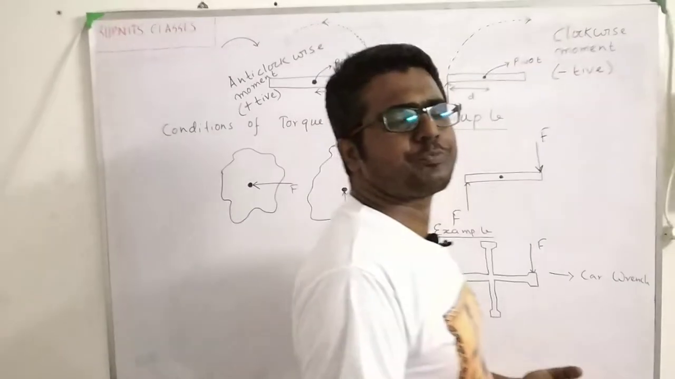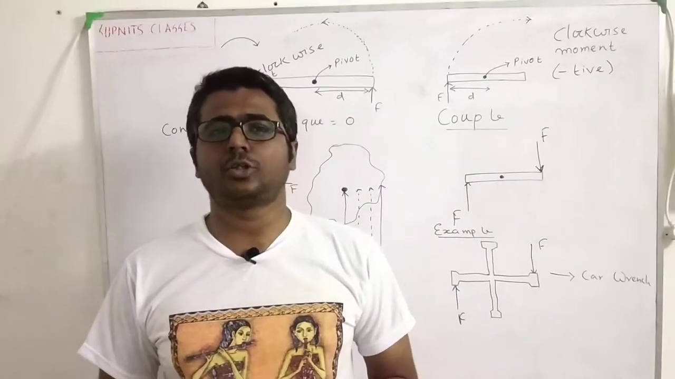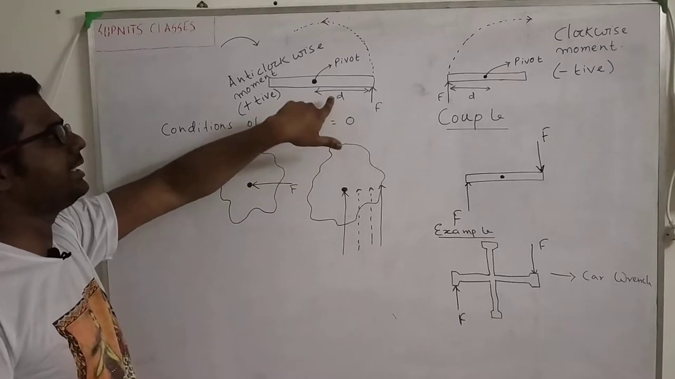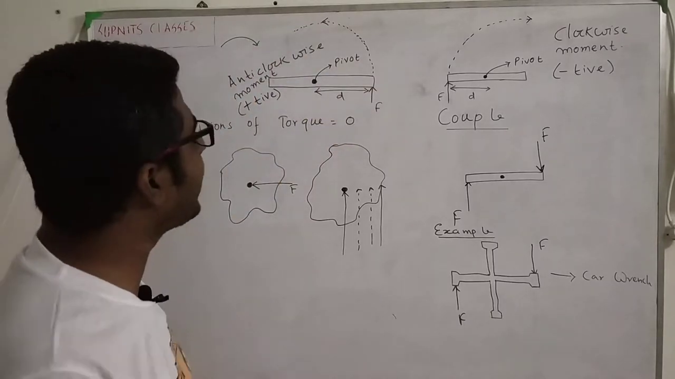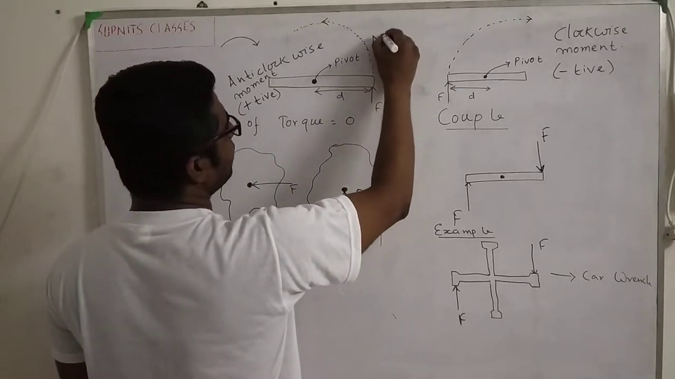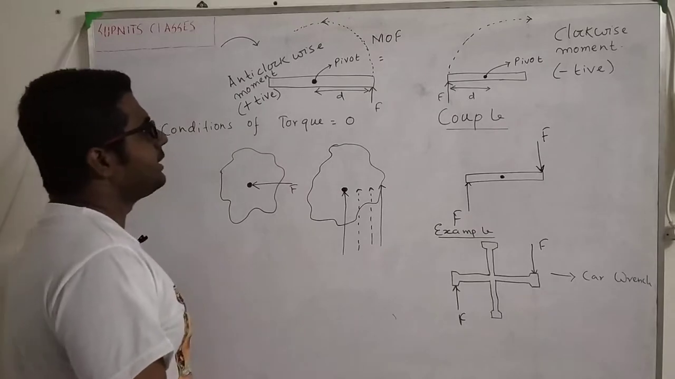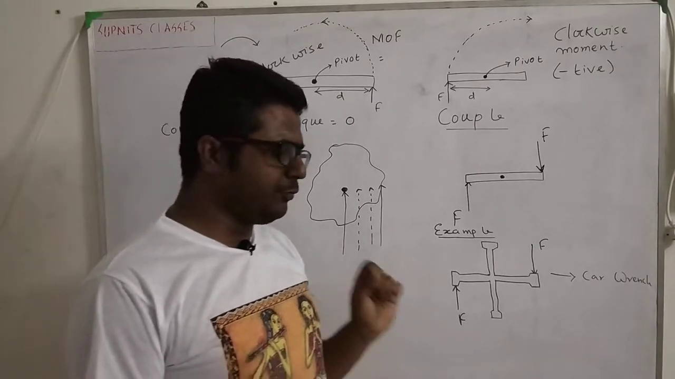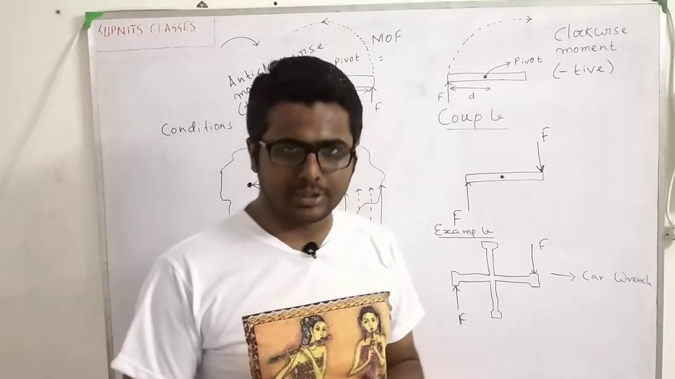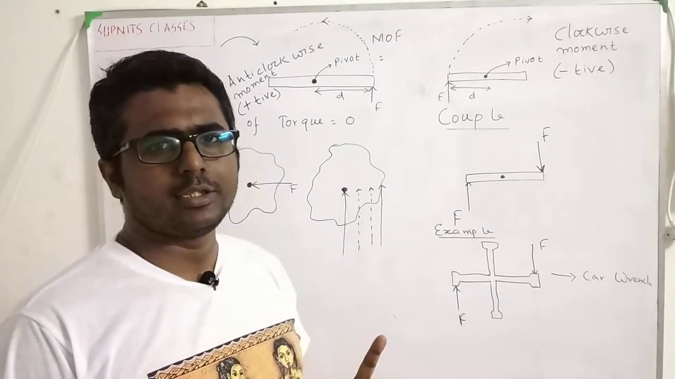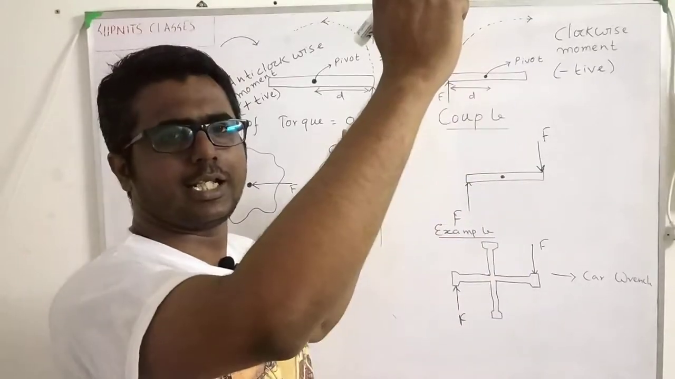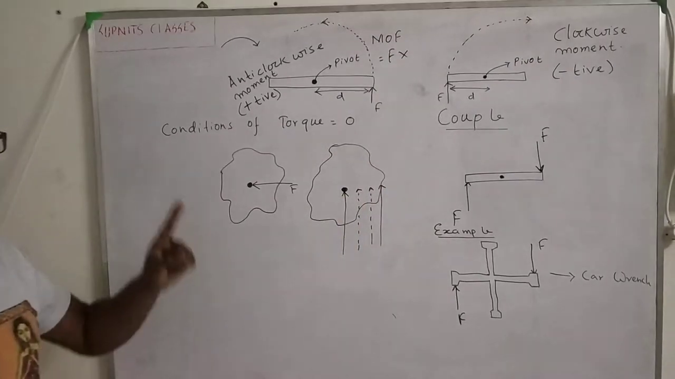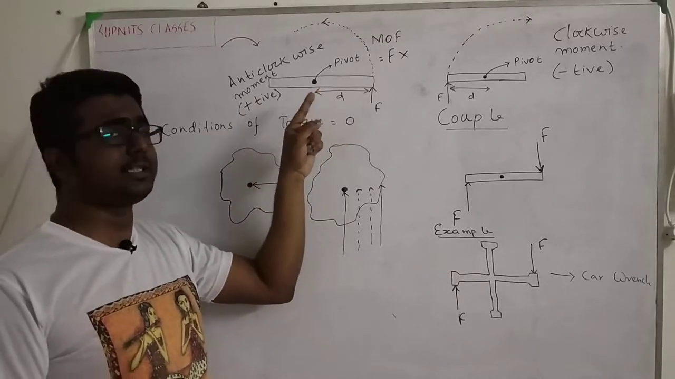Now in our previous video, we have already discussed how to calculate the torque or the moment of force. Suppose I ask you to calculate the moment of force in this case, then how do you calculate it? Can I calculate the moment of force? I am writing MOF, moment of force. So, what is the formula that we have derived? We have learned that the formula for moment of force was force into perpendicular distance between the pivot and the line of action of force. So force is F, and what is the perpendicular distance between the pivot and the line of action of force?